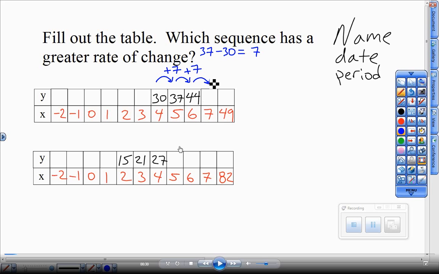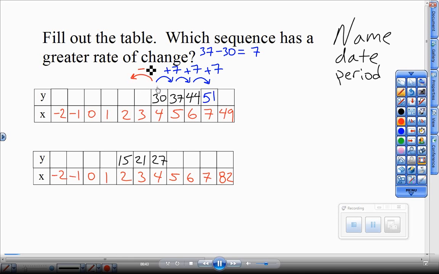But the harder problems to come, when these numbers don't just go up by 1, then your rate of change is a little bit different. But for this, up by 7, up by 7, 44 plus 7, that gives me 41. And again, I'll be using my calculator at times on this. No, I'm sorry, 51. So 44 plus 7.